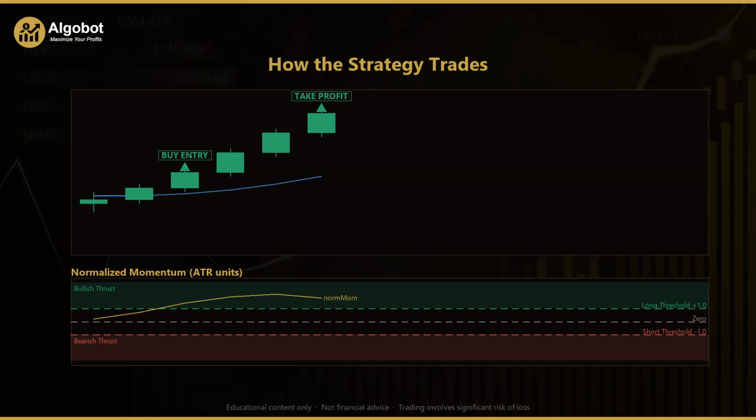Then price begins to build. The next candle closes higher, and the one after it pushes up with a strong body, closing well above the EMA. Watch the momentum line at this point. It climbs and crosses up through the plus 1.0 threshold. That's exactly the condition the strategy is waiting for on the long side. Momentum has thrust through the threshold, and at the same time price is trading above the trend EMA, so both conditions agree. This is where the buy entry marker appears on the chart.